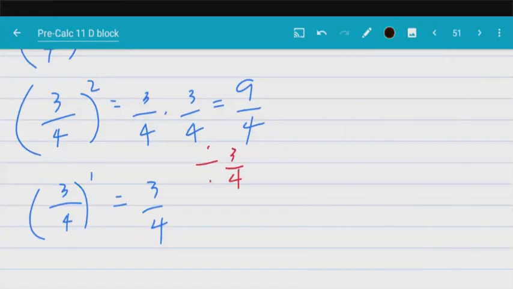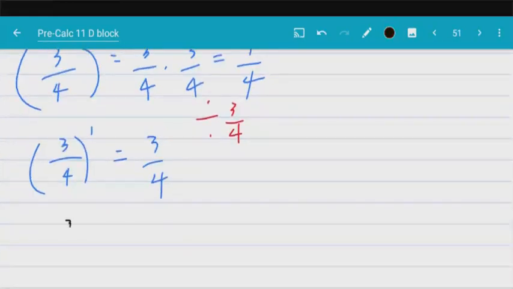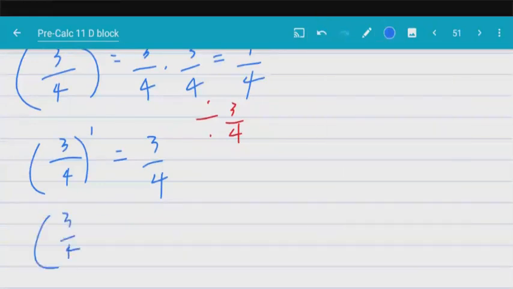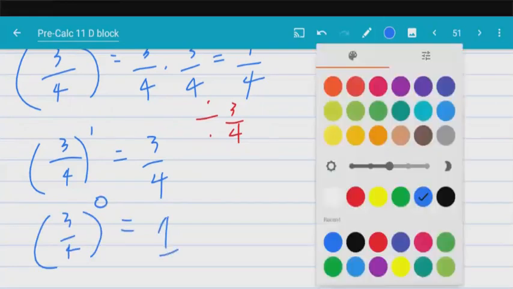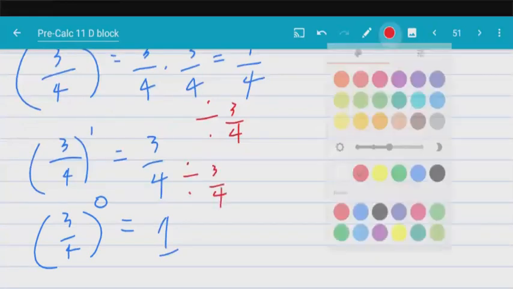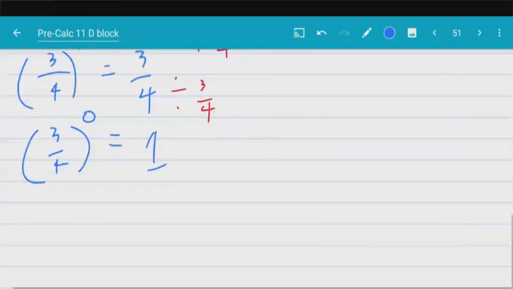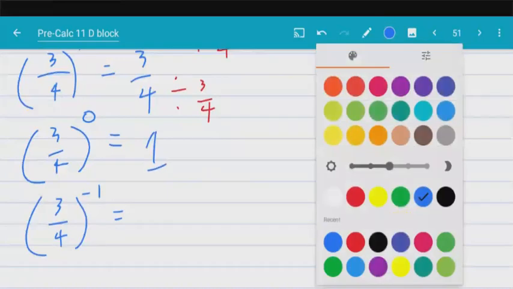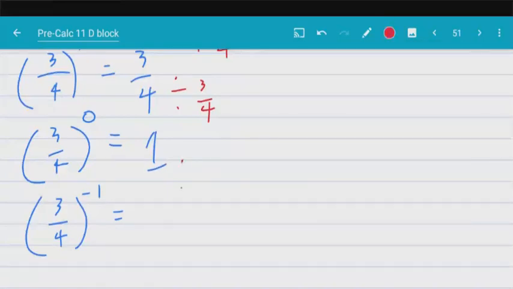Okay. Therefore, 3/4 to the 0 is to divide by the base again. That's why it's a 1. And you can see that 3/4 divided by itself is a 1. Okay? Now, what about 3/4 to the negative 1? What happens now? Well, what's going to be happening is you are going to be dividing the 1 by 3/4.